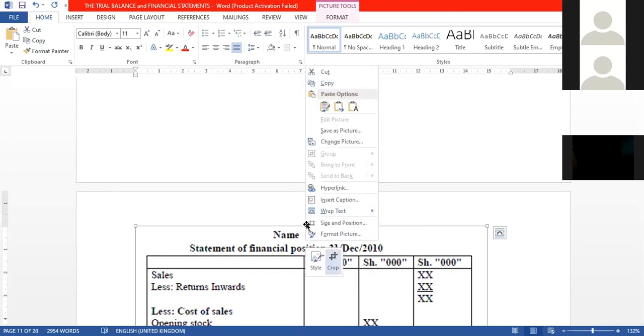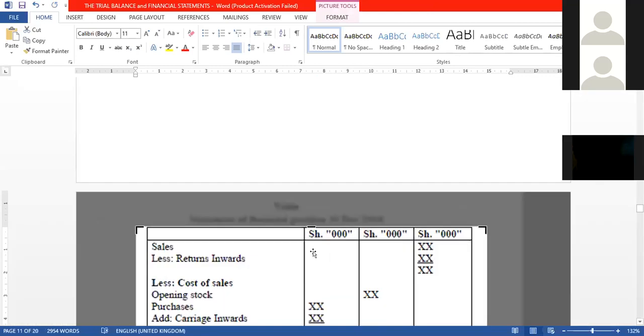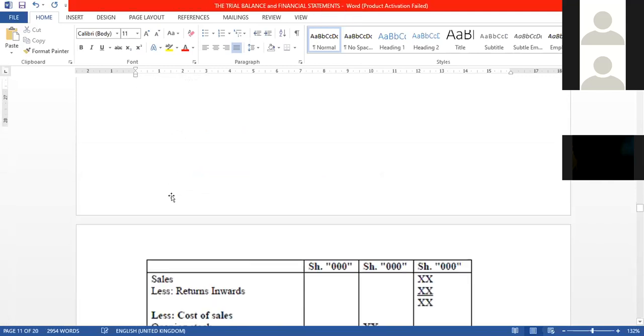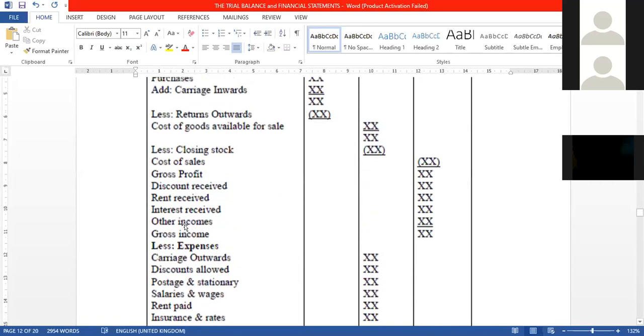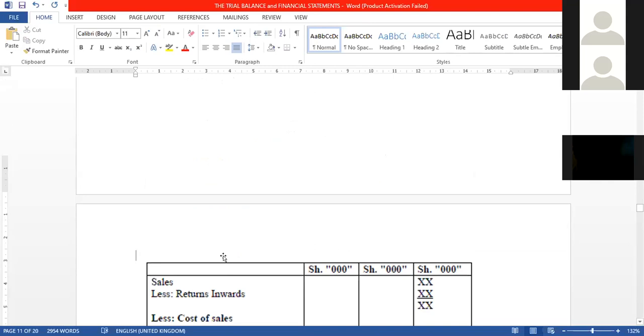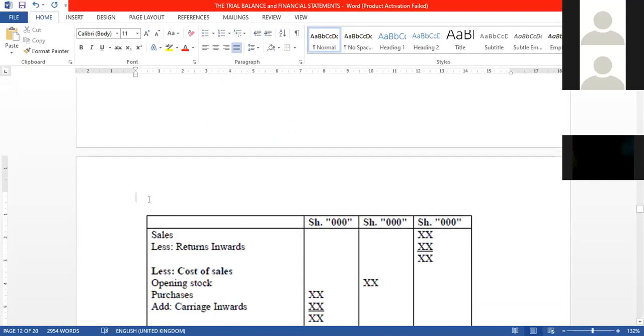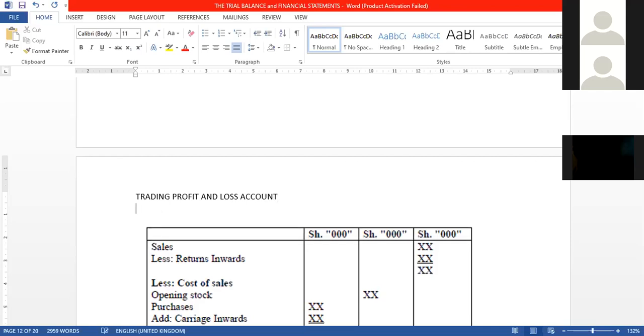Allow me to make some changes here. So this becomes what? It becomes a sample, a vertical sample of trading profit and loss account. And we say that this account is prepared for the year ended 31st December, whatever year you may talk about there. It may be 2019, for example, year 2019. And that becomes the heading.